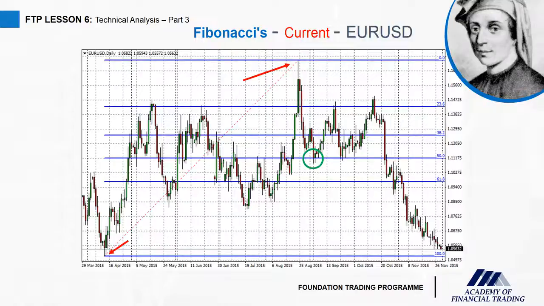Again, we can see the bounce off of the 50%. You can see the bounce off the 23.6. You can see it again at the 50%. So these behaviors are becoming predictable. Now, why are they becoming predictable? What is making these behaviors so predictable? Exactly. It's just people. It's just traders.